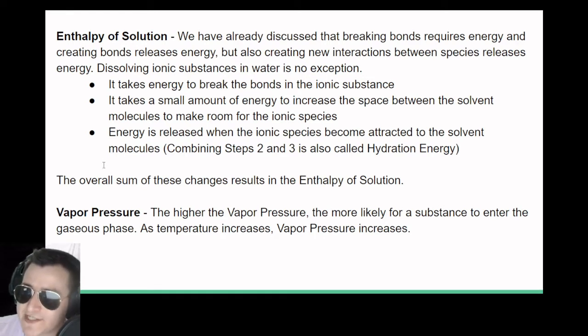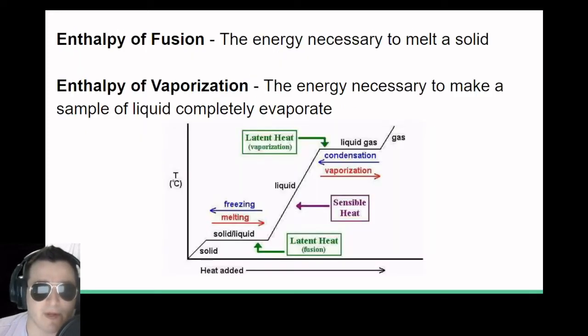Vapor pressure, we talked about this in the last video as well. The higher your vapor pressure, the more likely for a substance to enter the gaseous phase. I always think of it like the molecules trapped underneath the surface of the liquid trying to break out. And if they're hitting harder, meaning that they are hitting with more pressure, then they are more likely to bust out and become a gas. So this is going to be a topic that is not talked about too much, but it is definitely going to come into play in our math a little bit later on from here.